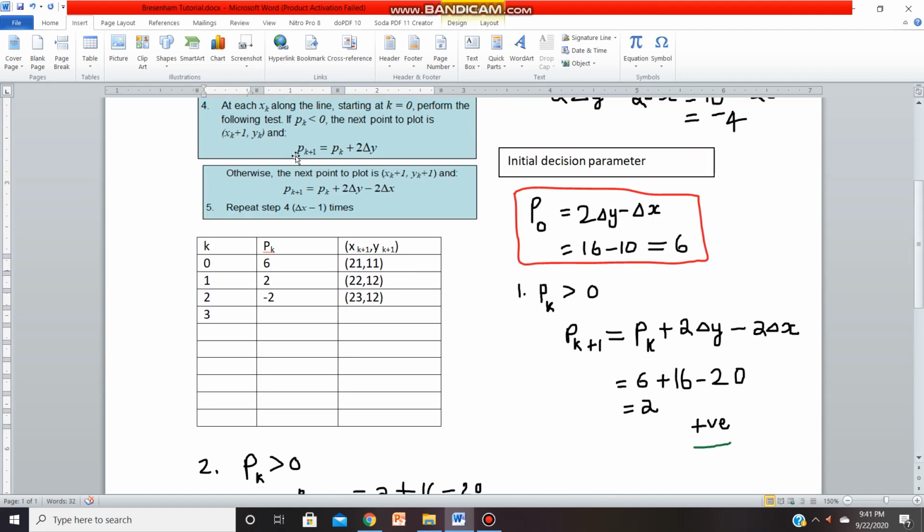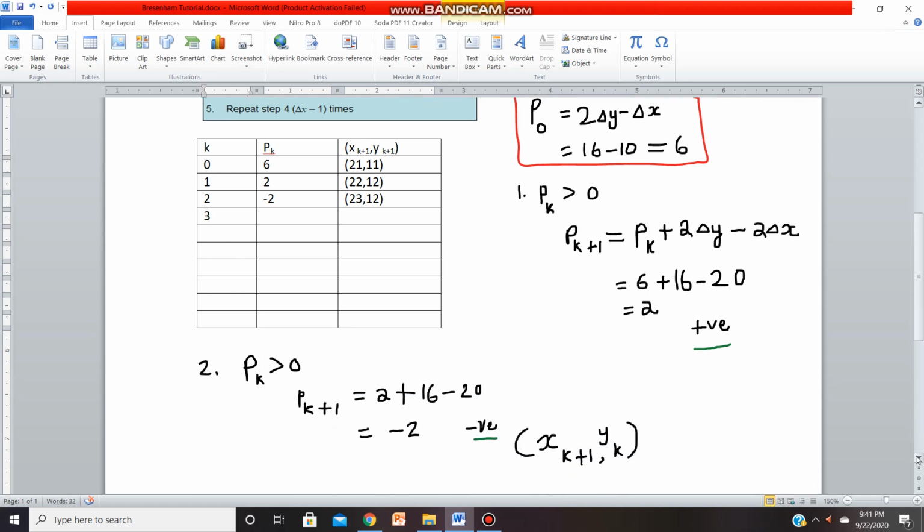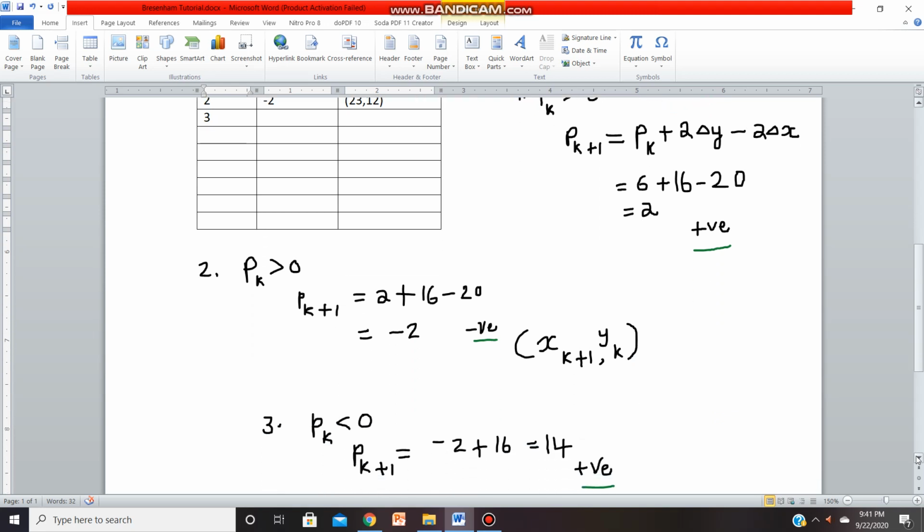This one: pk plus 1 is equal to pk plus 2 delta y. So we are going to choose that equation. So here how can I write? It will be pk plus 1 is equal to pk, that is minus 2, plus 2 delta y, which was 16, and it is coming to be 14 and that is a positive value. So here for P3 I am going to fill it as 14.